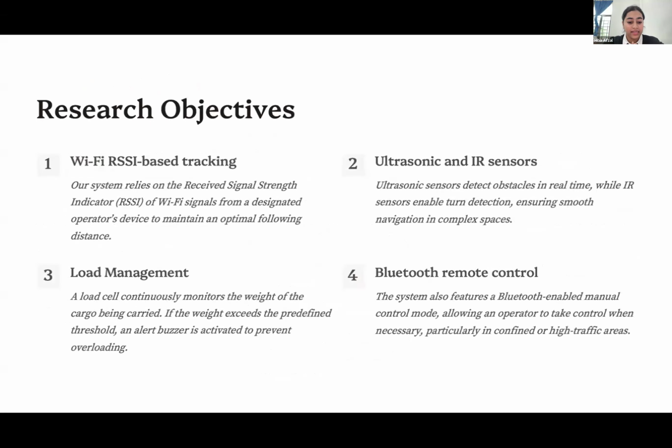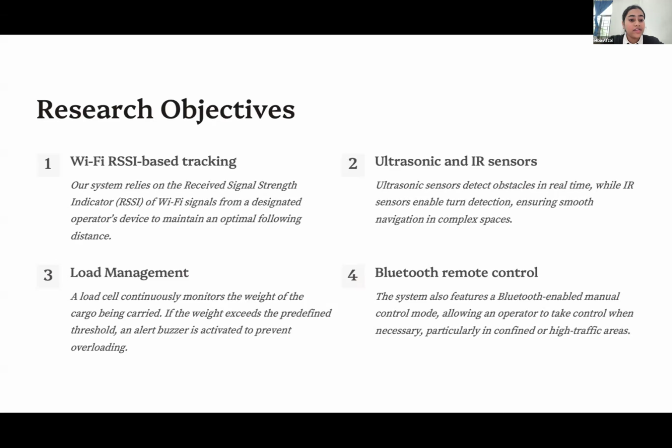Wi-Fi RSSI-based tracking. Our system relies on the received signal strength indicator, that is the RSSI value, of the Wi-Fi signal from a designated operator's device to maintain an optimal following distance. Second, ultrasonic and IR sensors. Ultrasonic sensors detect obstacles in real time, while IR sensors enable turn detection, ensuring smooth navigation in complex spaces.